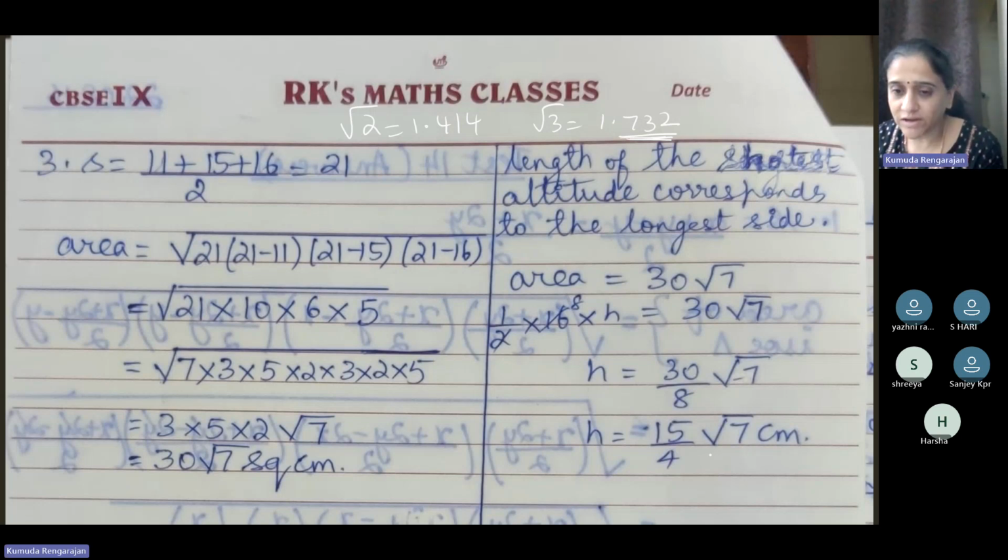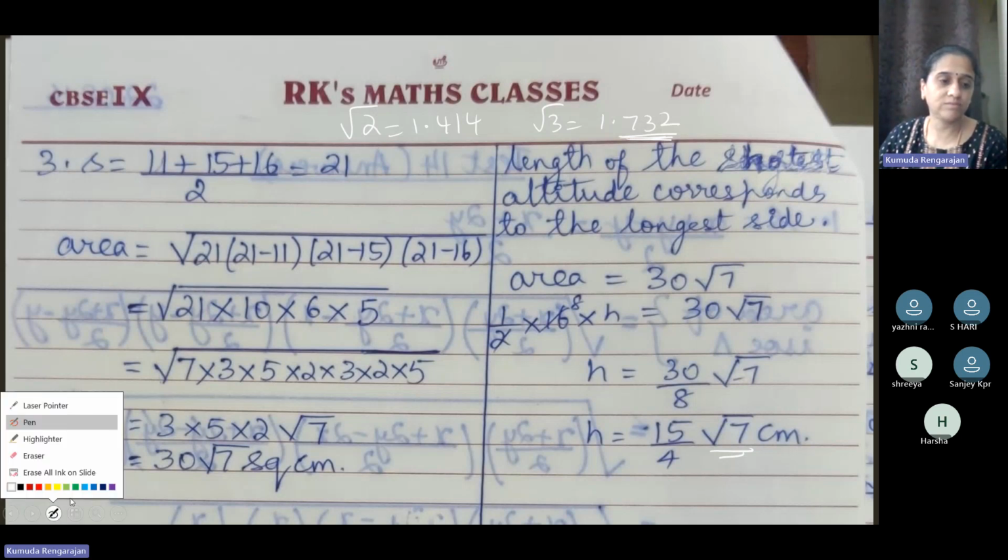You don't have to find the value of root 7. You can leave the answer like this. If the value of root 7 is given in the question, use it. Otherwise, just leave it like this. In one question earlier, we were given the value of root 6, so we applied it. Otherwise, you can just leave it like that. So that's about this answer. This was a very simple question.